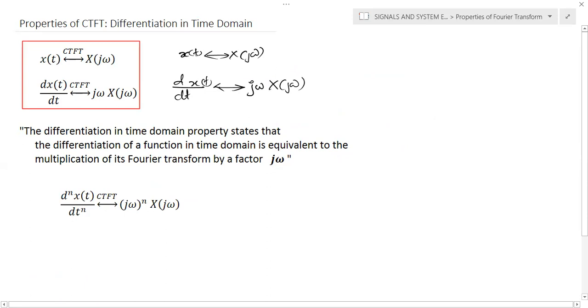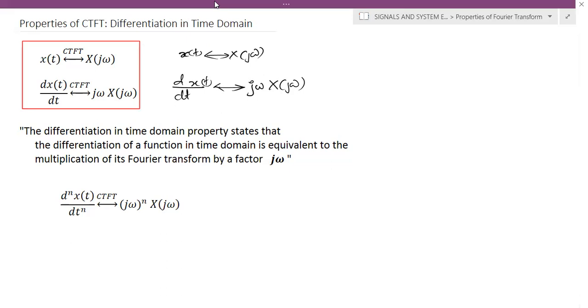And if you know the transform of x of t, it's very easy to find the transform of the derivative of that particular signal. So this is again an advantage of transforms, why we require transforms. Because it's very easy to find the derivative of the signal in the frequency domain. Simply we can multiply by this j omega term in the frequency domain. So this is the continuous time Fourier transform differentiation property in time domain.